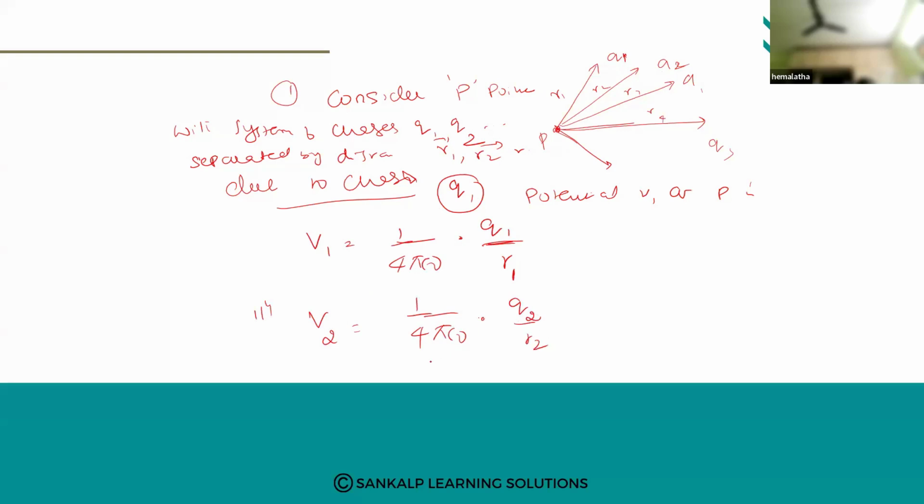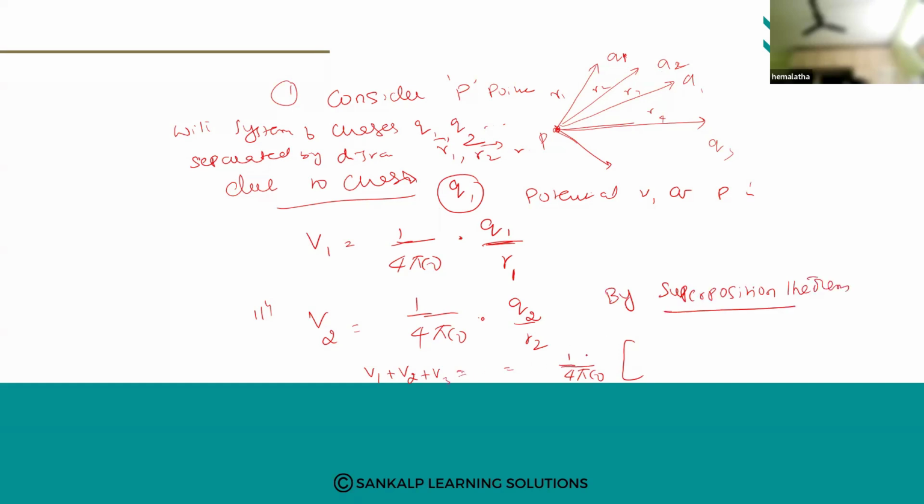It is an algebraic sum. We have to add, that's it. V1 plus V2 plus V3 like this, it continues. That is 1 by 4 pi epsilon naught, a constant all the time. Already we have written the expressions. So this is known as the superposition theorem. By the superposition theorem, you can add these things.